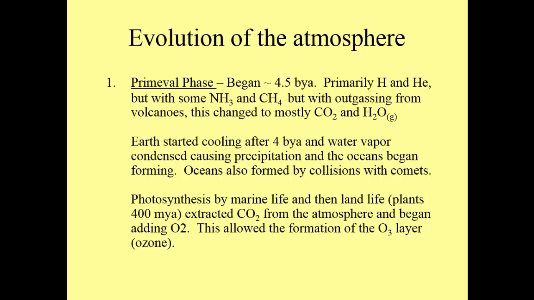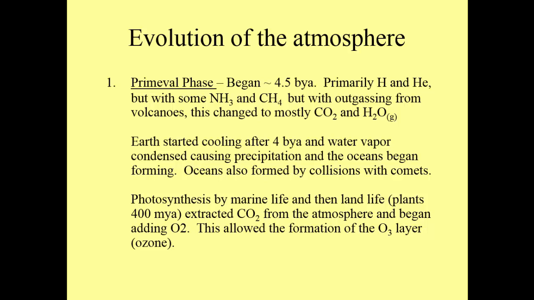Now, in terms of the evolution of the atmosphere, our atmosphere is far different today than it was early on. I'm just going to divide this up into two phases, and the first phase is what I refer to as the primeval phase, which would have begun at the beginning of the age of Earth, which is approximately 4.5 billion years old. At the time, 4.5 billion years ago, the atmosphere we believe was primarily made up of hydrogen and helium, but we did have some ammonia and methane.